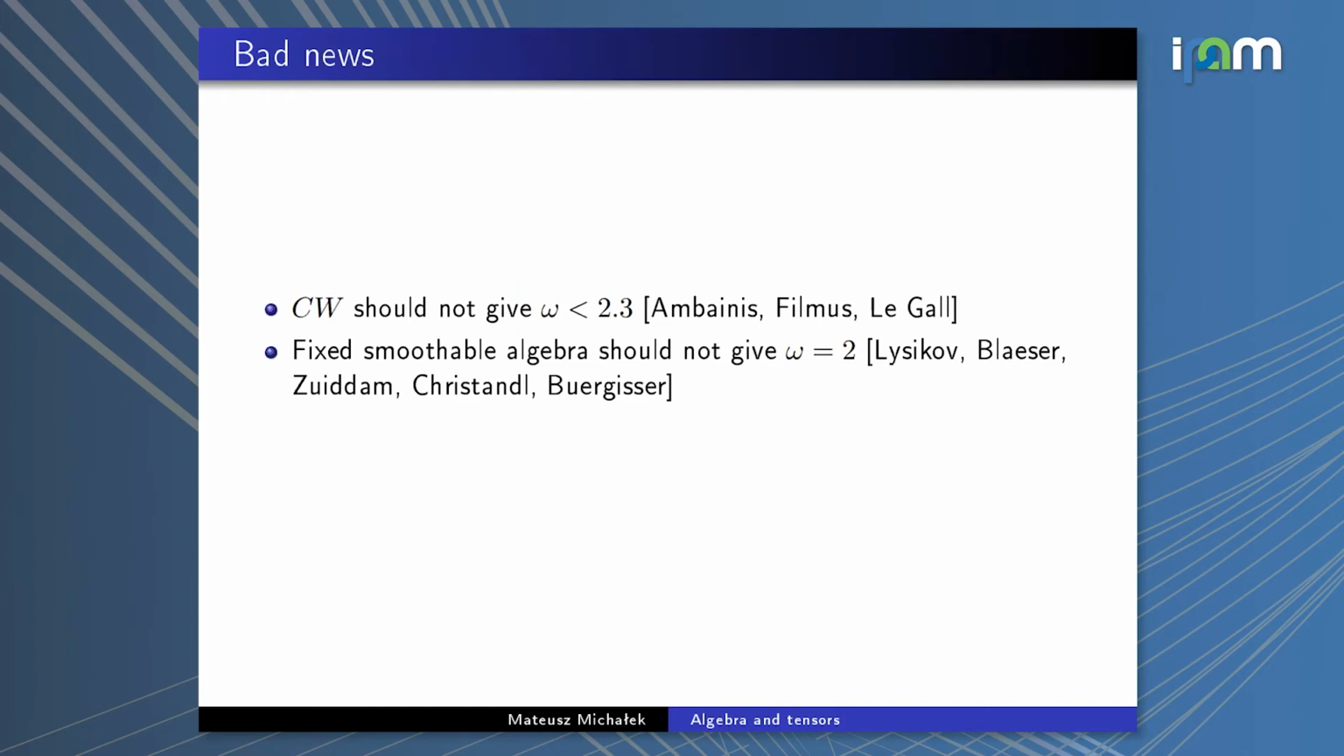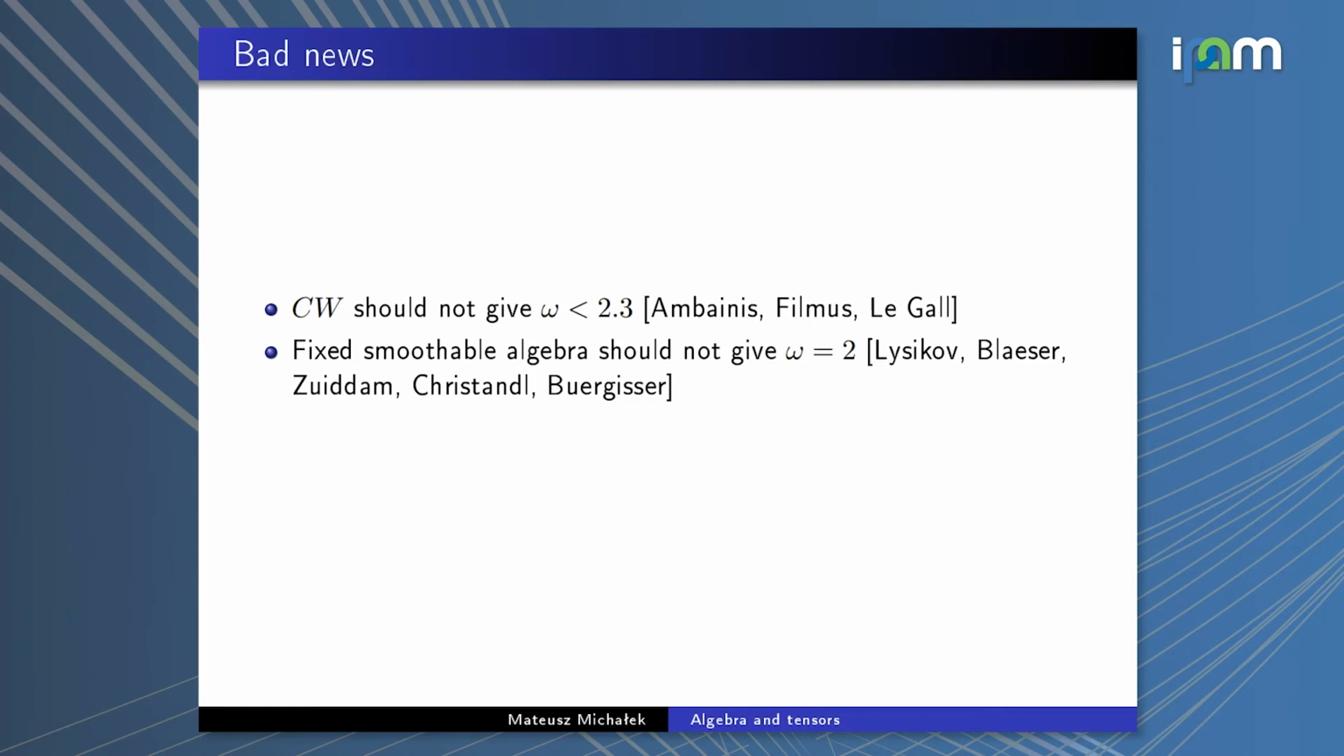Okay. Now, I would say that this is a very successful story, that quite a lot of deep mathematics allowed to prove existence of first algorithms. So on this slide, I would like to counterpart it with some bad news. Namely, it turns out that this tensor, and as I said, almost everyone for the last 30 years is using this tensor, should not allow you to prove that omega is smaller than 2.3.